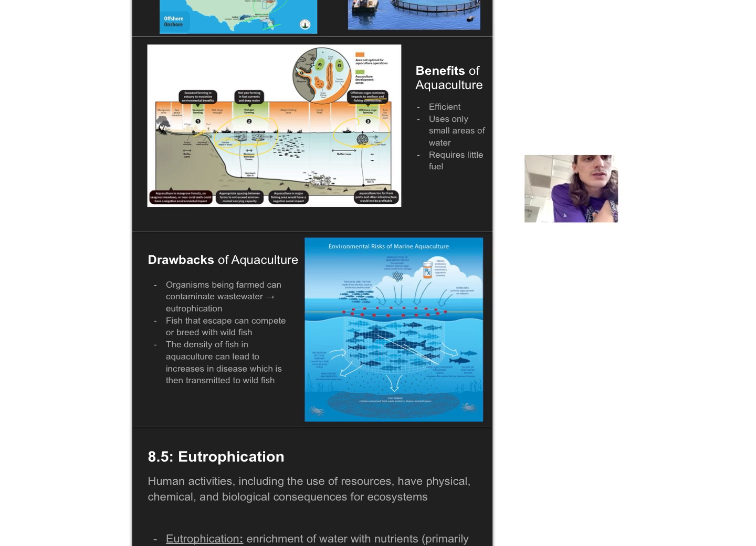You could pause and read this whole visual or look at it on the slides, but the organisms being farmed can contaminate the water. We're going to talk more about this big word here, eutrophication, in the next slide, but that is a problem. Fish can escape and then compete or breed with the wild fish, and then overall the density of fish in aquaculture can lead to increases in disease. So you see here, obviously a net is a permeable surface, so things can get out. Not much is going to get in, but things can get out, which can be a problem.